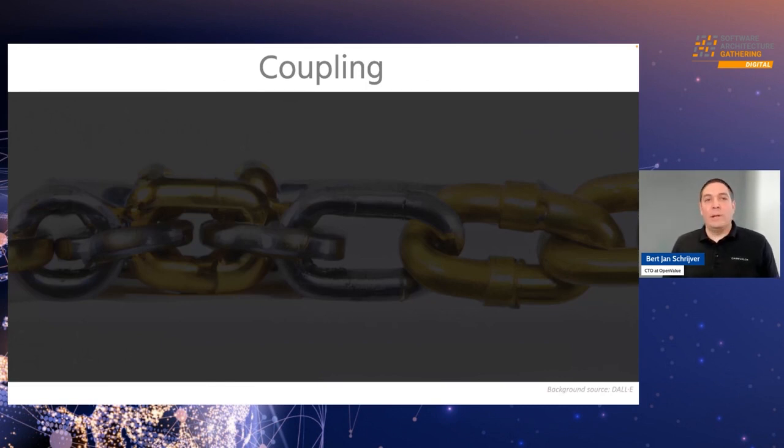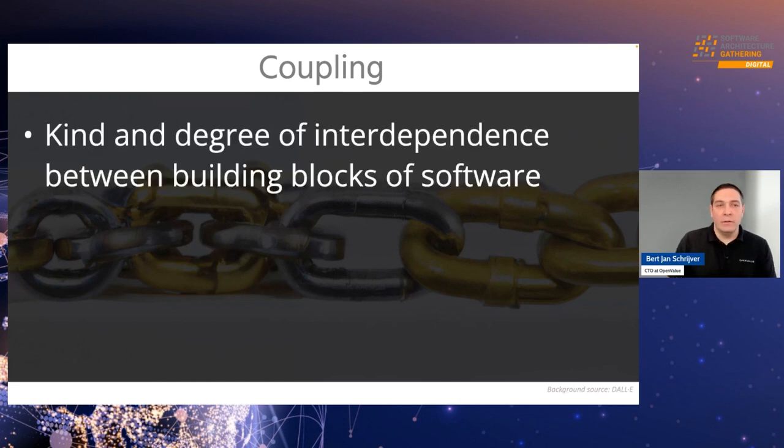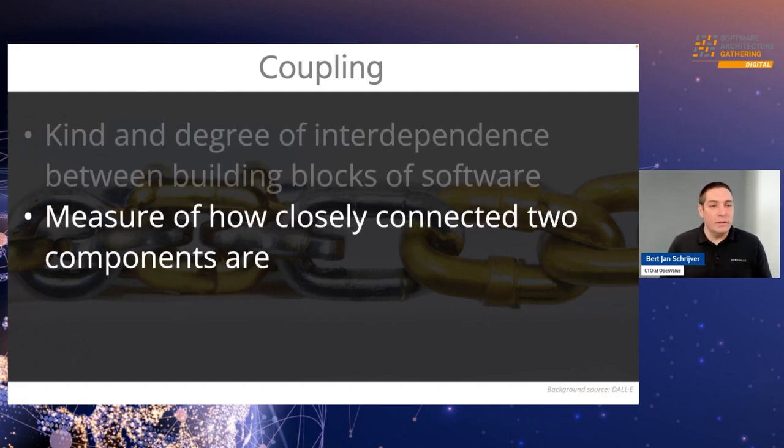And this is coupling. Coupling is relatively easy to define, I think, right? It's the kind and the degree of interdependence between building blocks of software. So how are they related? It's a measure of how closely connected these two are. So when you change something and something else that you don't want to change needs to change as well, then you have coupling. Low coupling is often a sign of a well-structured system.